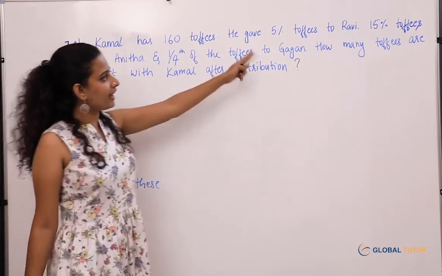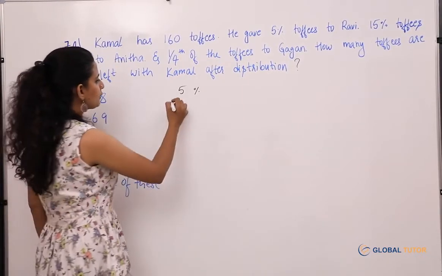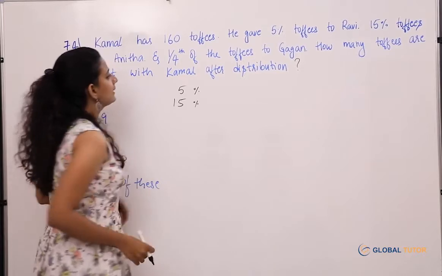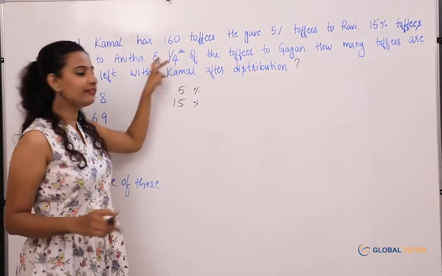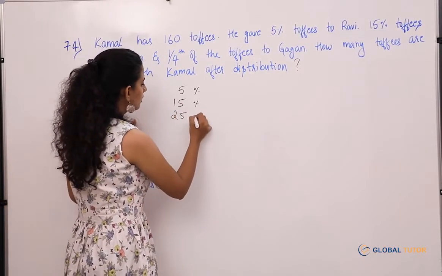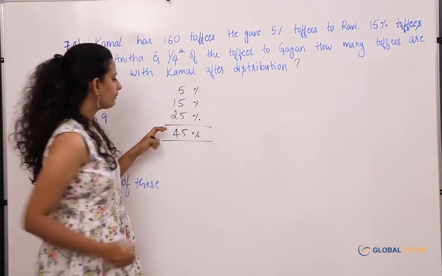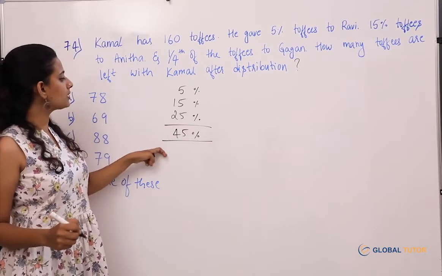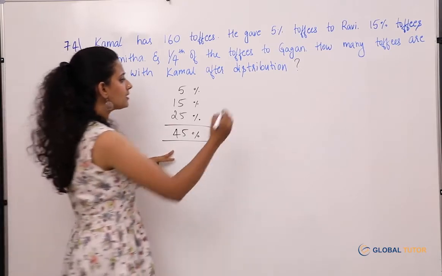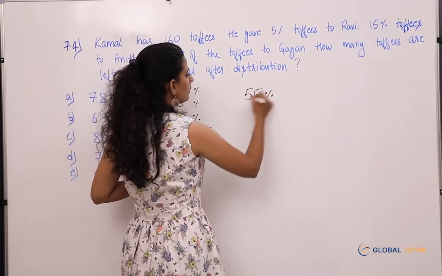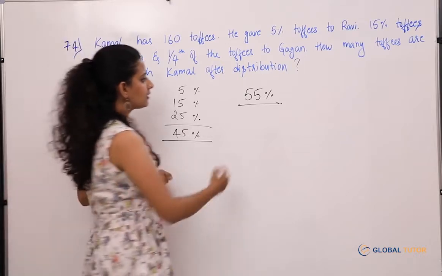So here he gave 5% of toffees to Ravi, right? Then he gave 15% of toffees to Anita. Then he gave 1/4 of the toffees to Gagan, which means this is 25%, right? Here this is 45% in total, which means he gave away 45% of the chocolates what he had out of 160. So what is left with him after distribution? It is 55% of chocolates, right?